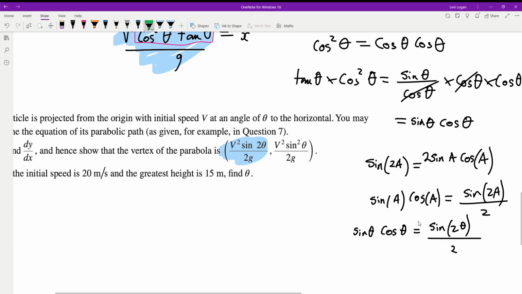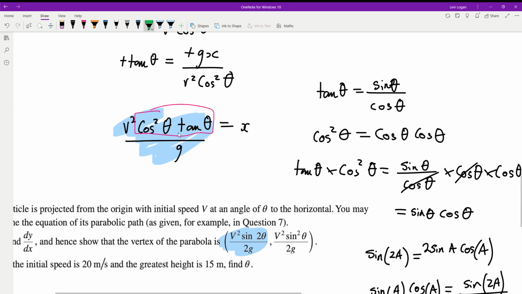And now if you plug this information into what we have here, what we're going to get is v squared sine of 2 theta divided by 2, so put the 2 down here, g. And now that is exactly the same as their question. So all they did was a trig identity, okay?